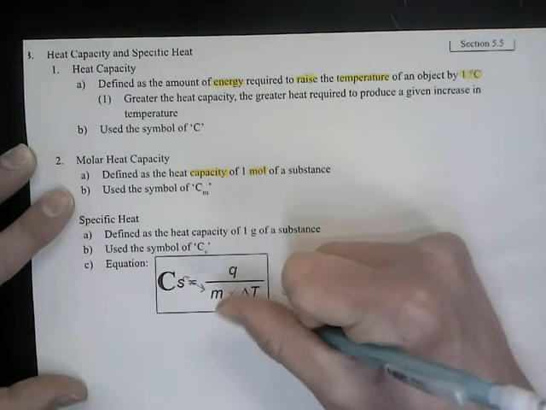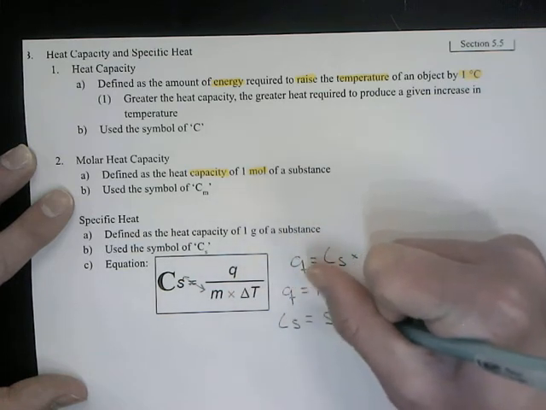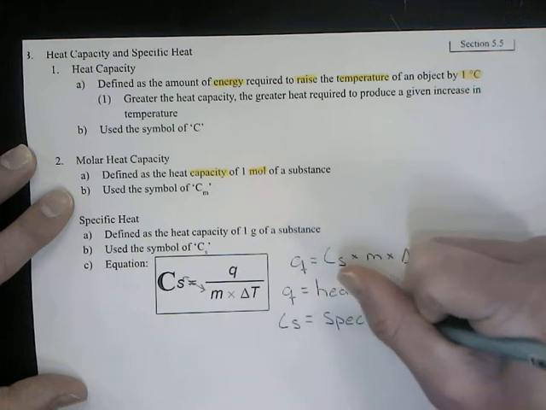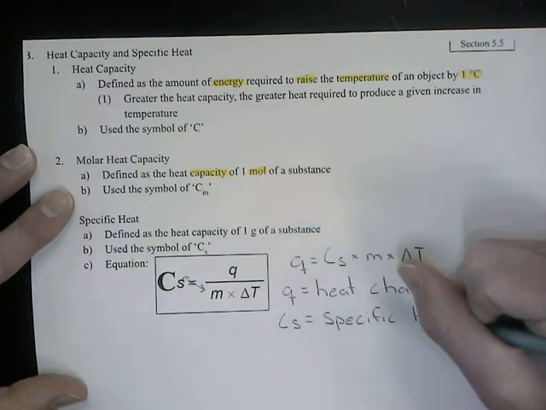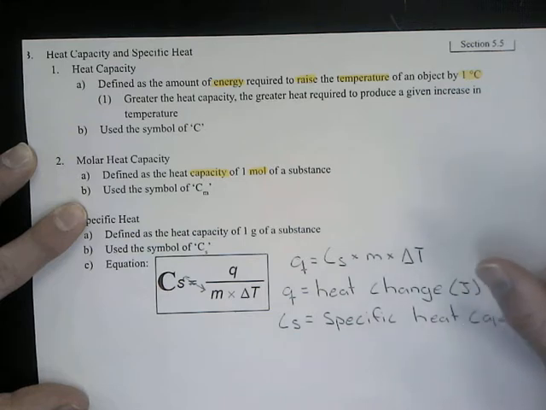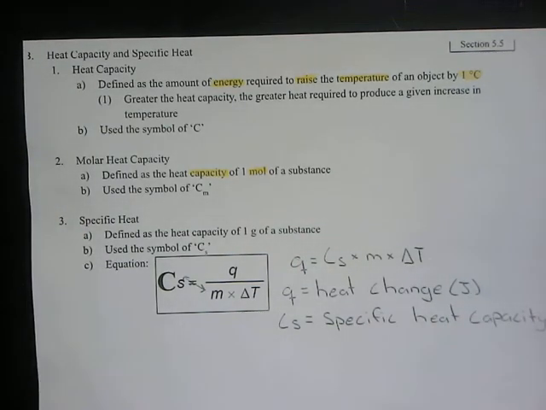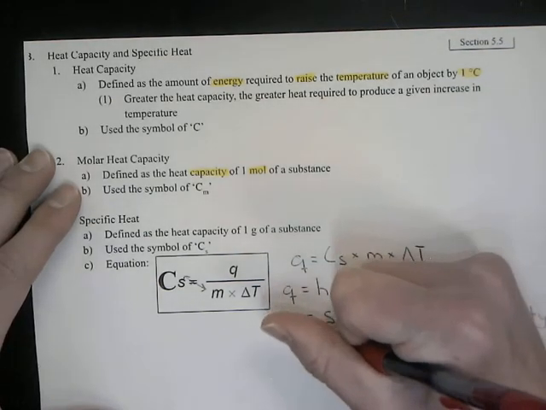Our C_s is the specific heat capacity of the substance we're looking at. And I want to point out that oftentimes, and I'll probably do this while we are going through problems, instead of just using C_s, we can also use the symbol C here.